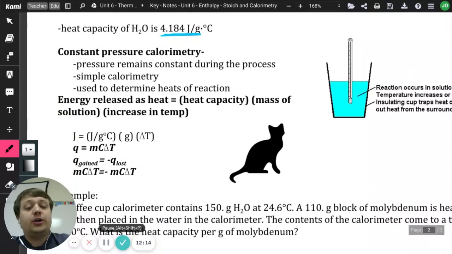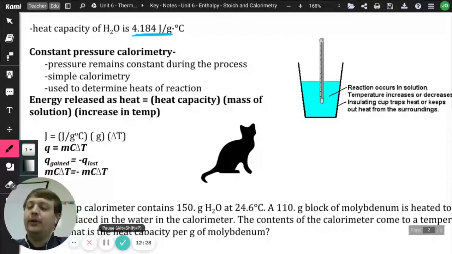Now, constant pressure calorimetry is a type of calorimetry. Essentially, in that case, the pressure is going to remain constant throughout the entire process. It is simple, and it is used to determine the heat of the reaction. Essentially, the reaction is going to occur in a solution. The temperature is going to increase or decrease. And the insulating cup that it's sitting in is going to prevent that heat from being lost. Now, in your chemistry class, you probably did what was called coffee cup calorimetry. We take 2 coffee cups, nestle them inside one another, and then you have a thermometer that sits down in there, and you're measuring that change in temperature as a part of the reaction.